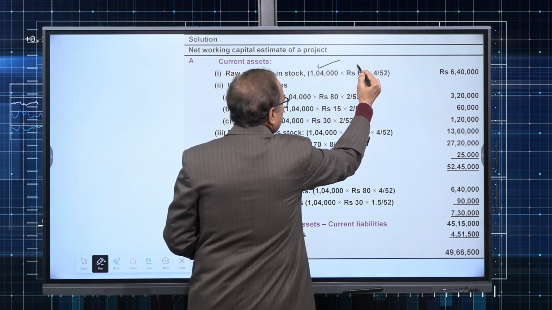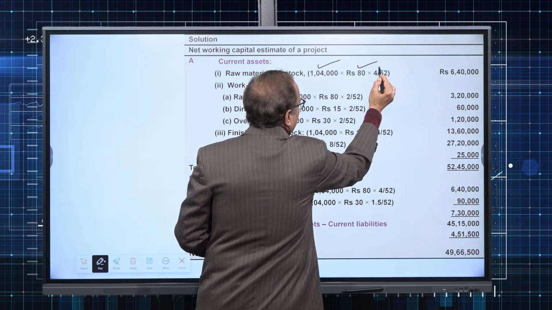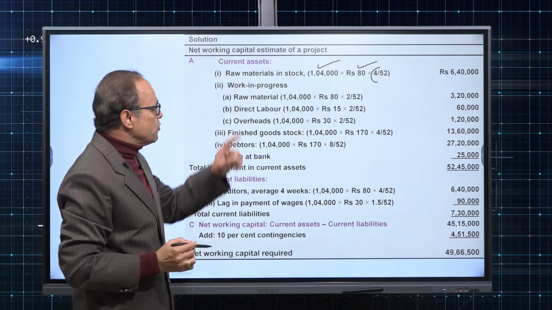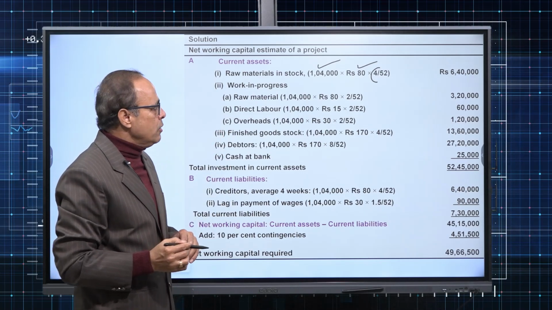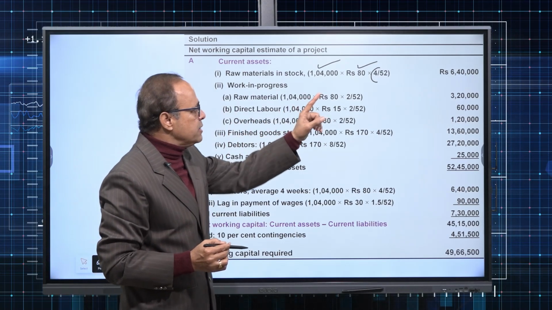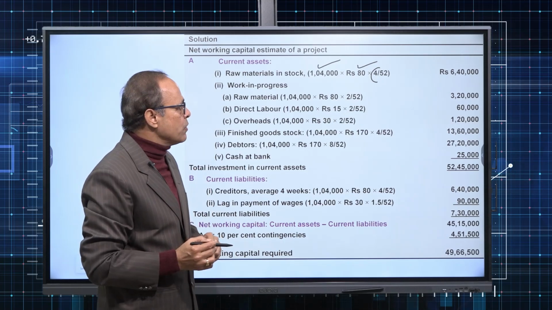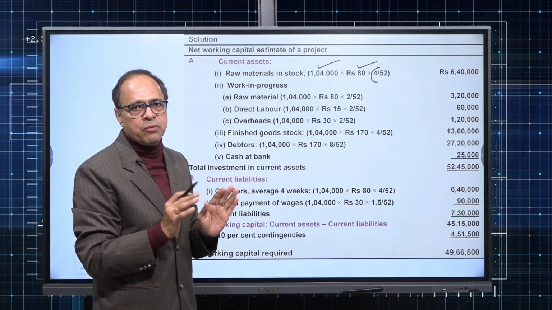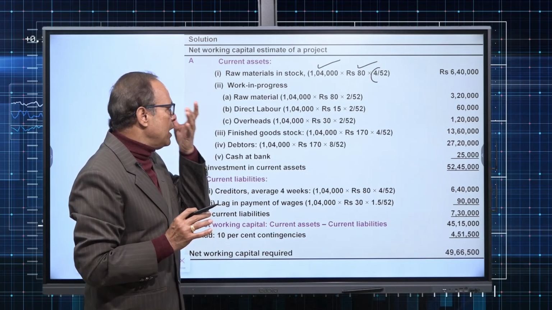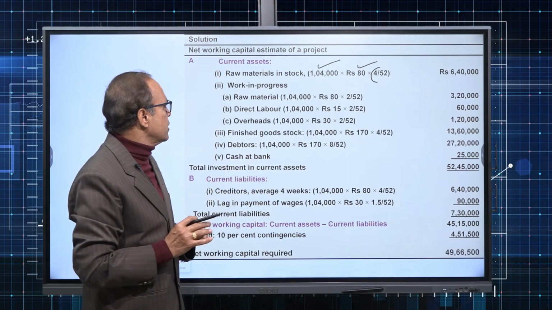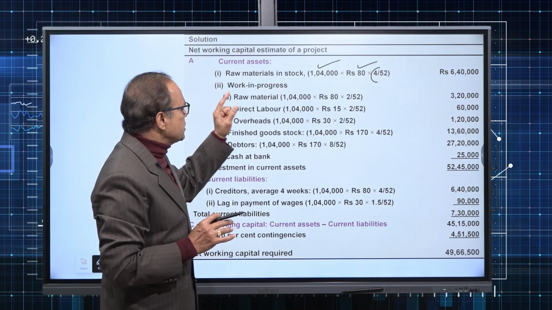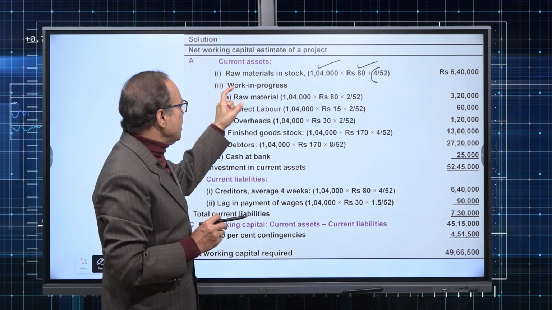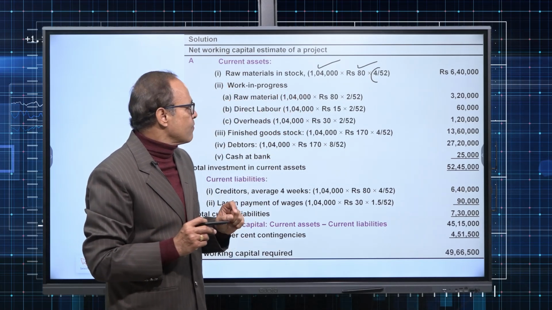Cost of raw material is 80, and how many weeks was the holding period? 4 weeks was given. So 4 divided by 52. We get it. Our investment in the inventory of raw material will be 6,40,000 rupees. So it is pretty easy if you remember the pro forma, remember the formula. Very well, in a comfortable manner we can calculate it. So it means to sustain a production level of 1,04,000 units, raw material inventory will be 6,40,000.